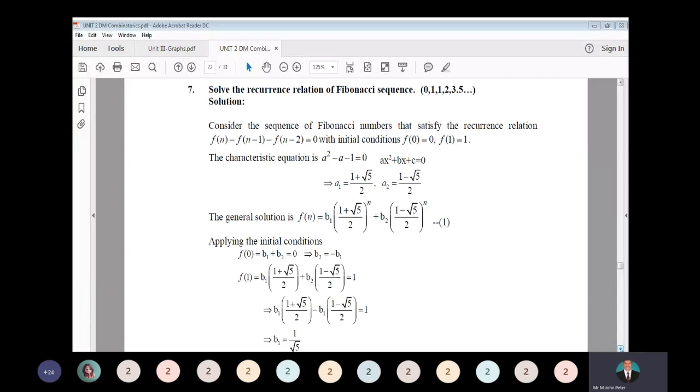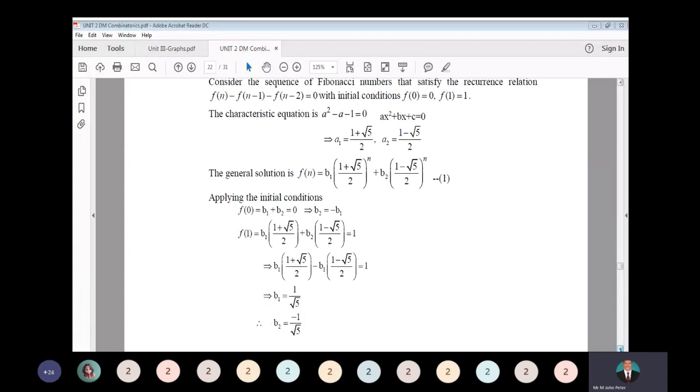So with two roots, the general solution is b1 into first root power n plus b2 into second root power n. You can write them in any order. That means (1 minus root 5) by 2 can be the first one and (1 plus root 5) by 2 the second root, because of that the value does not change. Applying the initial condition f of 0 is equal to 0, when you substitute n by 0, you will get b1 plus b2 is equal to 0, that means b2 is equal to minus b1.